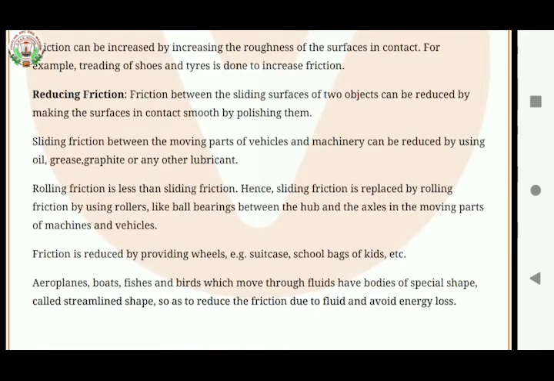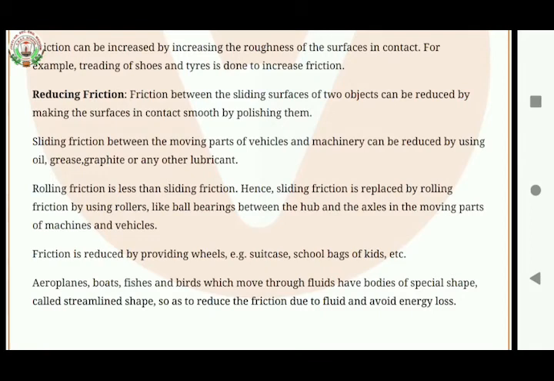Rolling friction is less than sliding friction, and sliding friction is replaced by rolling friction by using rollers like ball bearings between the hub and the axles in the moving parts of machines and vehicles. You know that rolling friction is less than sliding friction. So in place of sliding friction, it is replaced by rolling friction by using rollers or ball bearings, etc.